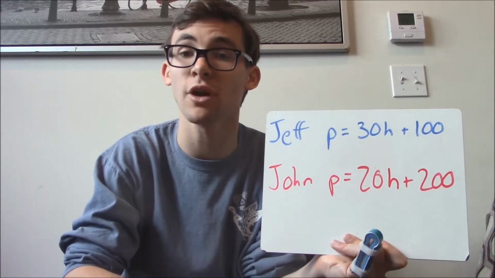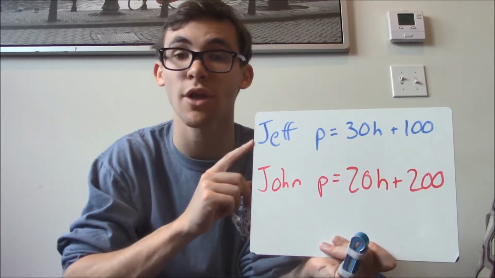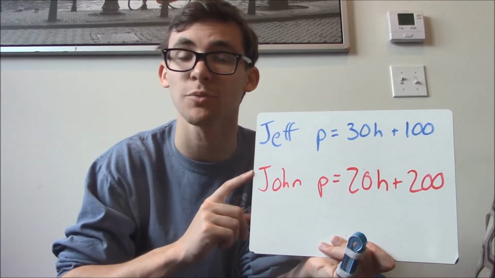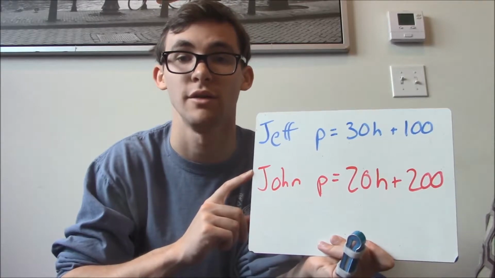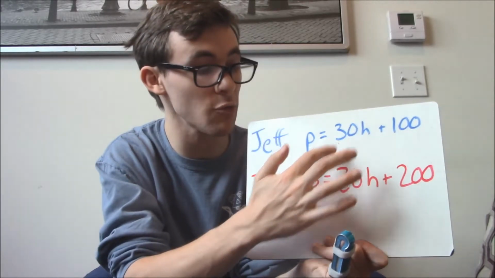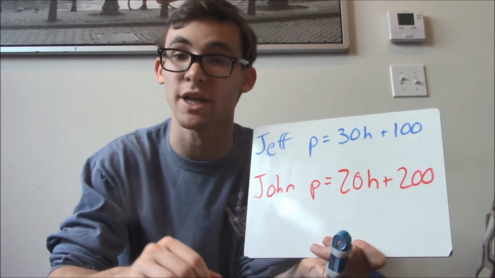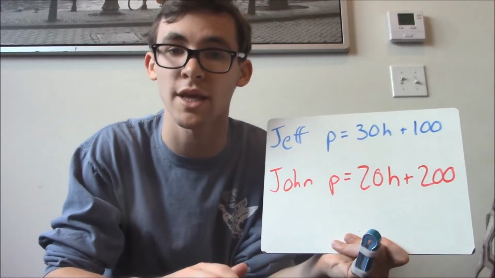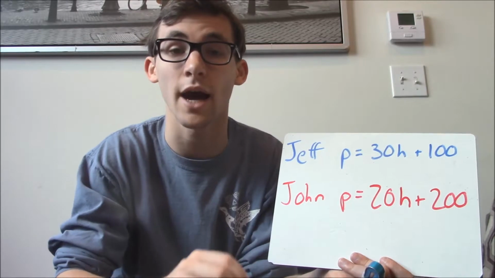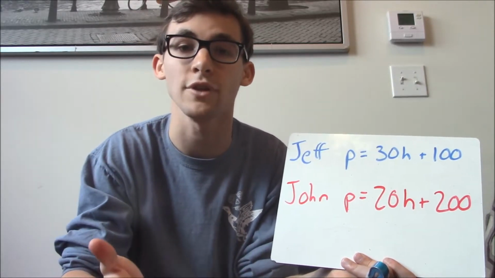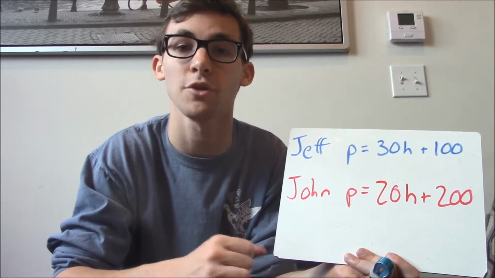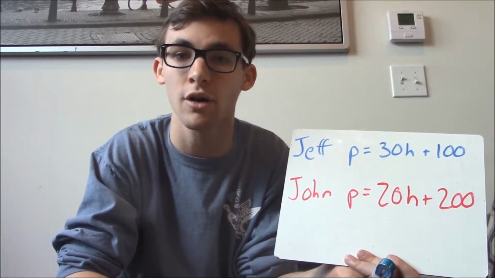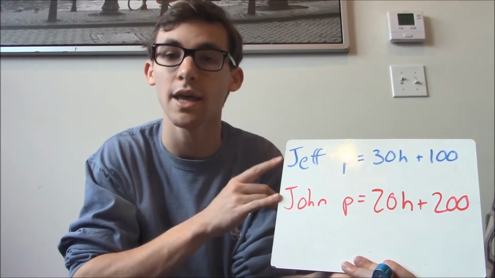The equations we should have identified were P equals 30H plus 100 for Jeff and P equals 20H plus 200 for John. We need to make sure that the slope is the number of pages they read each hour and the y-intercept is the number of pages they have already read. Now that we know our two equations, we have to use them to determine who is going to finish the book first. If we know the book is 550 pages long, how can we represent that in the equation?